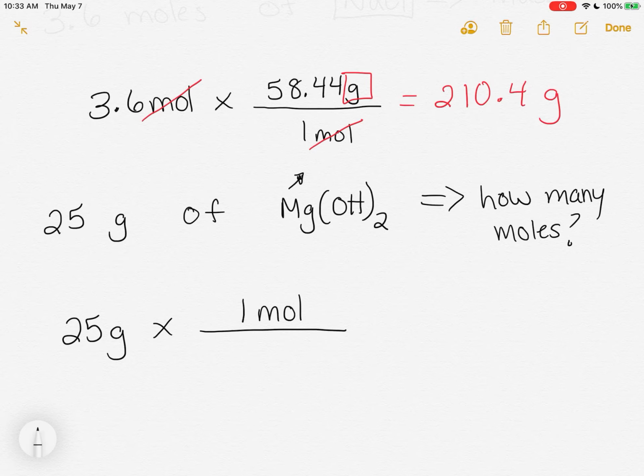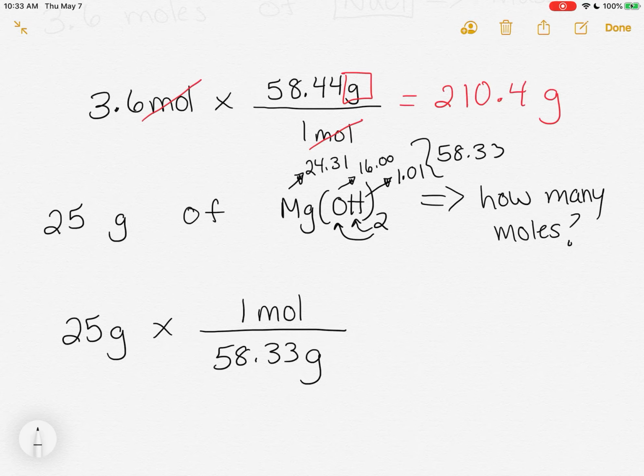But now I need the molar mass for my magnesium hydroxide. So magnesium is 24.31. And again, remember we're finding this on our periodic table. Oxygen is 16. And hydrogen is 1.01. But keep in mind, there are 2 oxygens and 2 hydrogens. So we get a total molar mass there of 58.33.